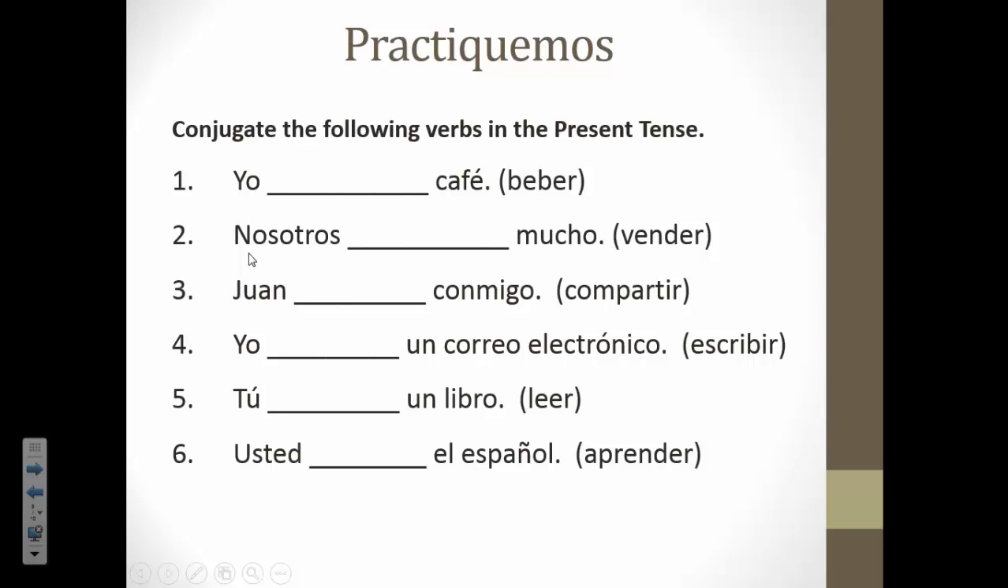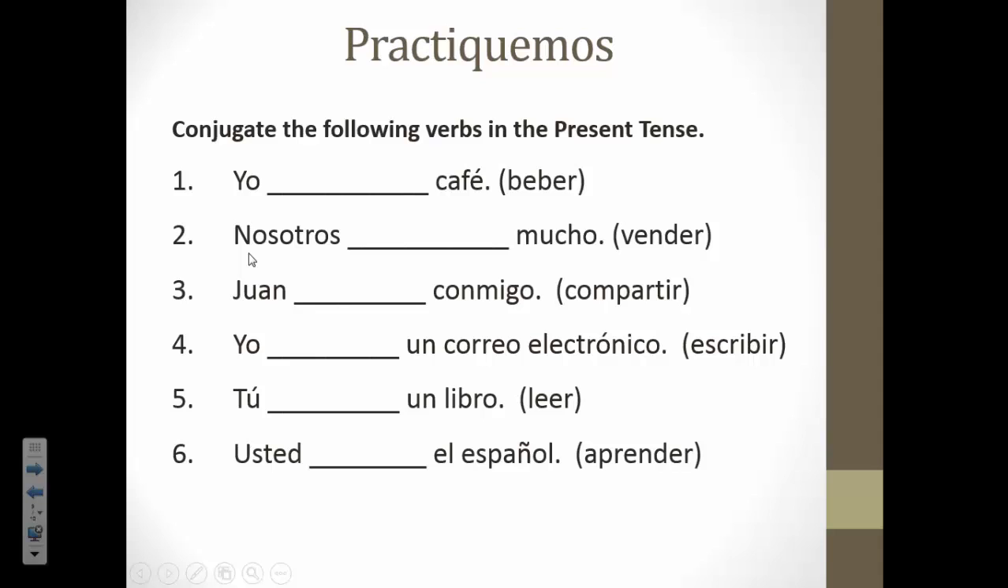Okay, for tres, our subject is Juan, so it's like saying he. Compartir is our IR verb, so we're going to drop the IR, and we're going to add E. So Juan comparte conmigo means that Juan shares with me. Cuatro, we have yo and we have escribir. So we want to drop the IR and add O. Yo escribo un correo electrónico. I write an email. Or I am writing an email, or I do write an email. Remember, there are multiple meanings.